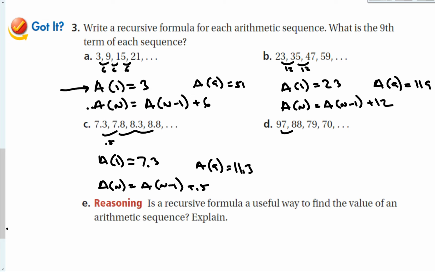And finally, this one is going down. So we're going to have a negative number. It's going down by 9. So A of 1 is going to be 97, and A of n is going to be A of n minus 1 minus 9, not plus.